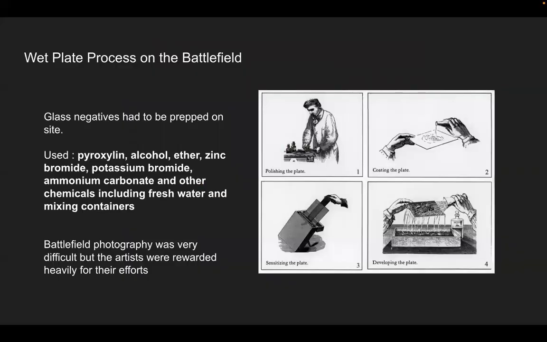For photography, the wet plate process was taken into the battlefield, so glass negatives had to be prepped on site. And they used various chemicals, pyroxylin, alcohol, ether, zinc bromide, and others, including fresh water, and mixing containers used to produce these negatives in order to be portrayed properly in the battlefield.